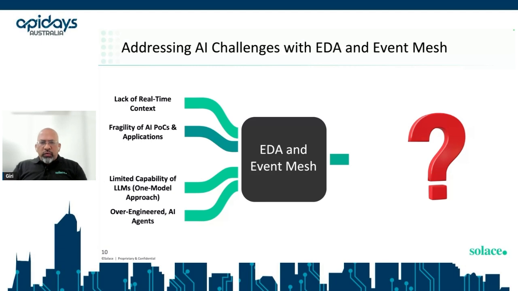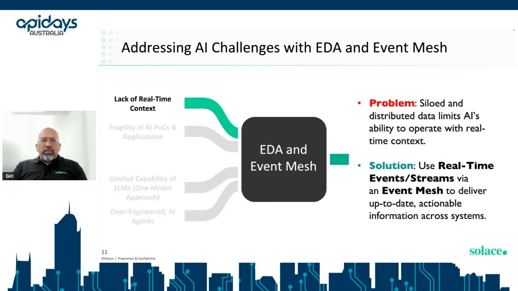So if you look at the lack of real-time context, that's a serious problem, right? The data exists either in a siloed manner, or it exists in a distributed set, right? It limits the AI's ability to operate with real-time context because it's missing. The solution is to stream real-time events to the edges via event mesh, so that the up-to-date actionable information can be routed across the systems, right? That's where the EDA and event mesh comes in handy.